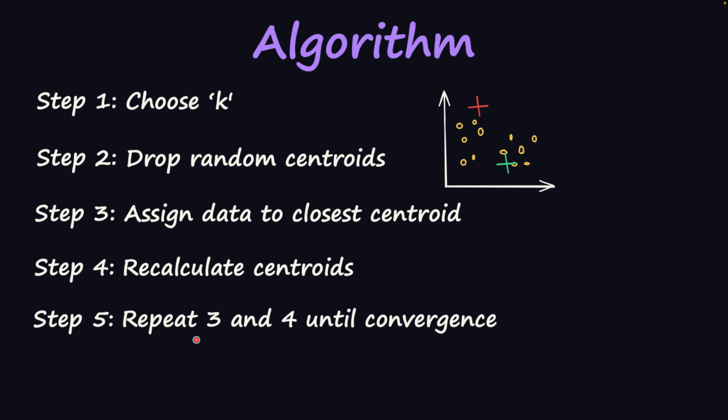Then we'll repeat steps 3 and 4 until we reach convergence. What is convergence? We will reach a point where the centroid is not changing anymore. That is what we call convergence. Once we have reached that point, we will stop. When we stop, we might have clusters similar to this. From this point onwards, even if you assign the data to the centroid closest to it, the cluster won't change. That is the point where we have achieved convergence, and that's when we stop.